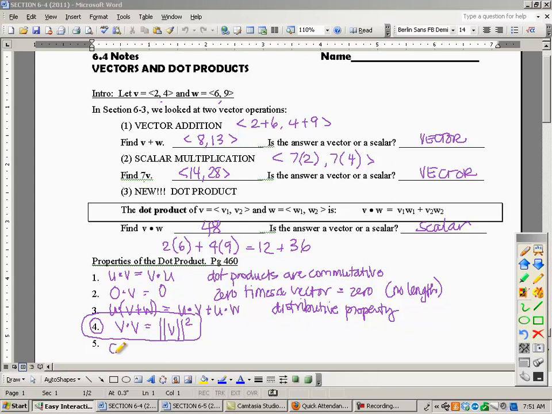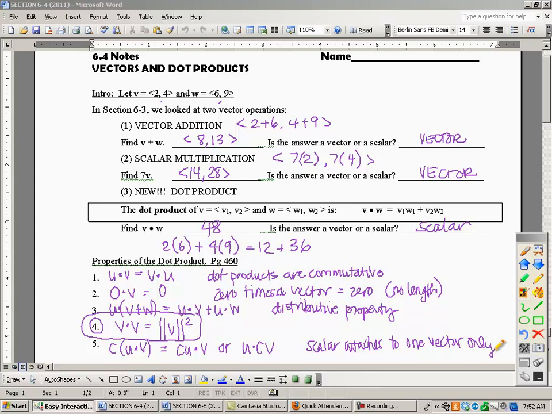The last one is if I take a scalar times the dot product. When you do a scalar, you either apply the scalar to the first vector and then do the dot product, or you apply the scalar to the second one and then do the dot product. And so as you look, the scalar only attaches to one vector only.